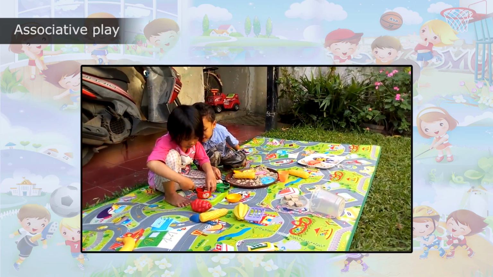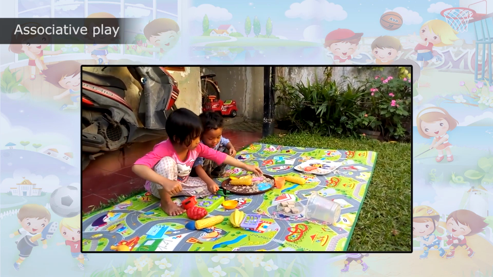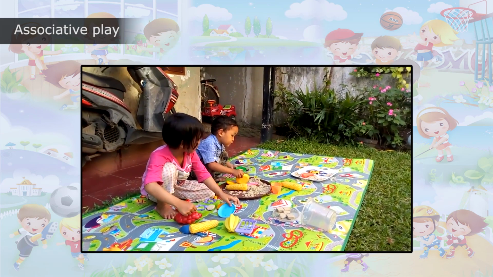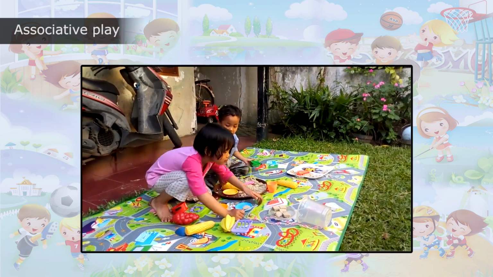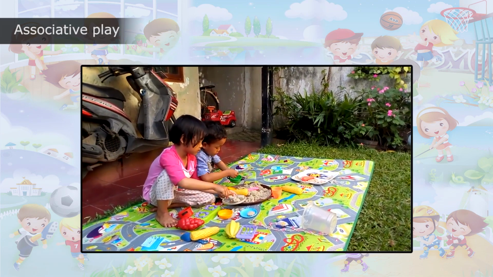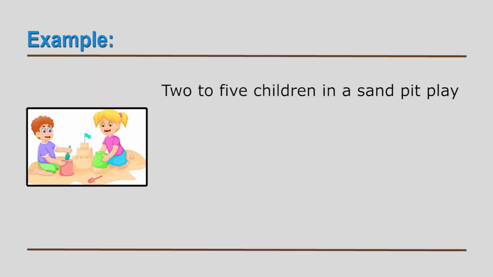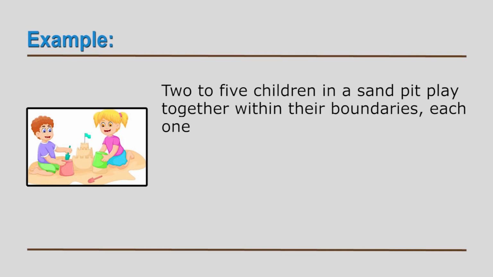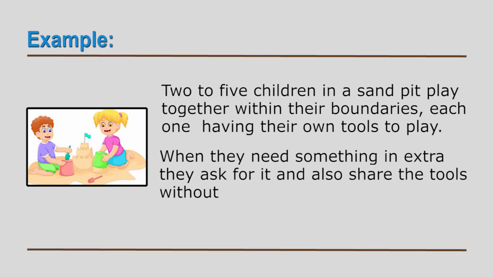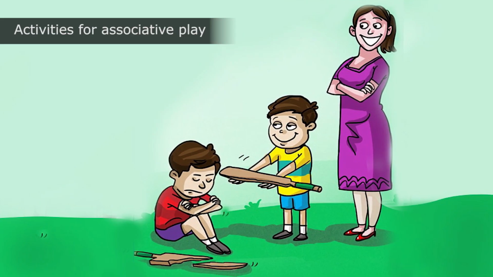They start clarifying their doubts by asking how, why and what the task is for. They also practice what they have observed through onlooker play and parallel play. They also start using their newfound skills to engage with other children or adults during an activity or exploration. During this stage, the more mature child is selected as the leader of the group. For example, 2 to 5 children in a sand pit play together with their boundaries, each one having their own tools to play. When they need something extra, they ask for it and also share the tools without more communication or thanking each other. Activities for associative play.